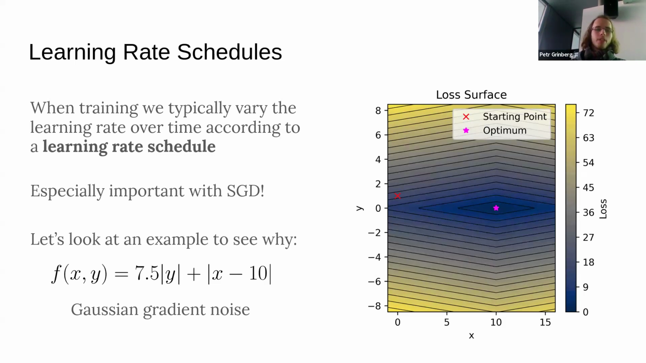So let's have another example of a model that looks like this. It's some absolute value of y, some absolute value of x minus 10, and some scaling factor. So the loss surface will look like something on the right. Again, color defines the loss value, and black lines define the levels, which are the points with equal loss value. You start from this point here, and you want to go to this optimal position here.